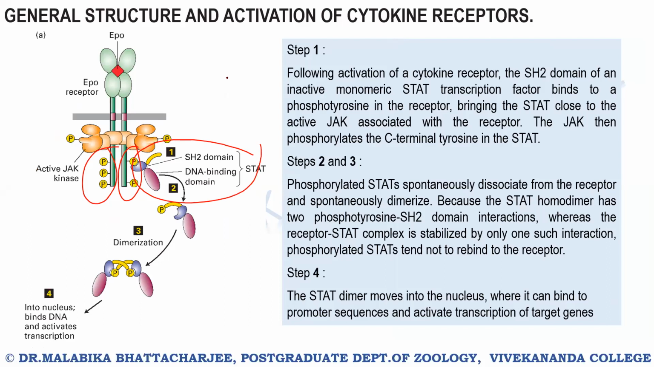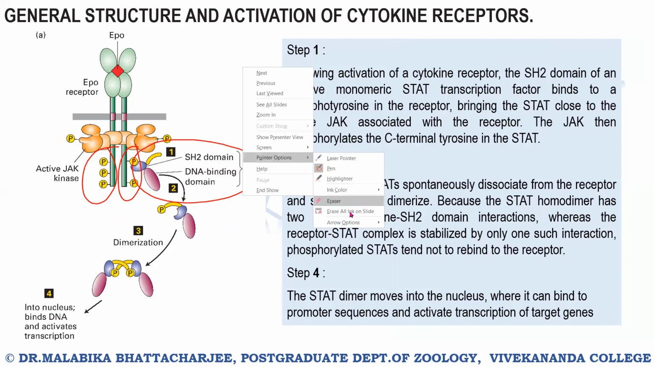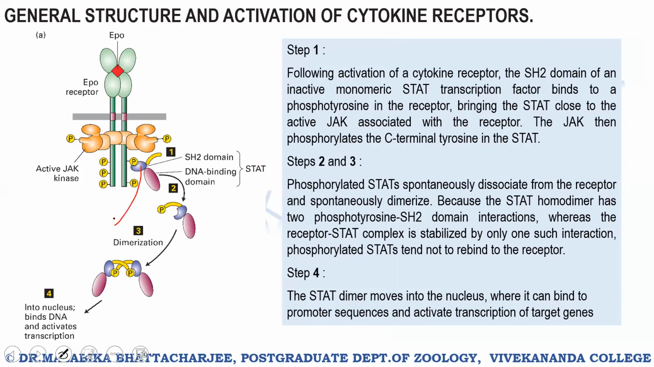If you look at the structural composition of the STAT protein, it has a blue color SH2 binding domain, a purple color DNA binding domain, and you can see the tyrosine residue that will be phosphorylated. So what happens? The STAT molecules interact via their SH2 domain with the activated phosphotyrosine residues on the receptor.